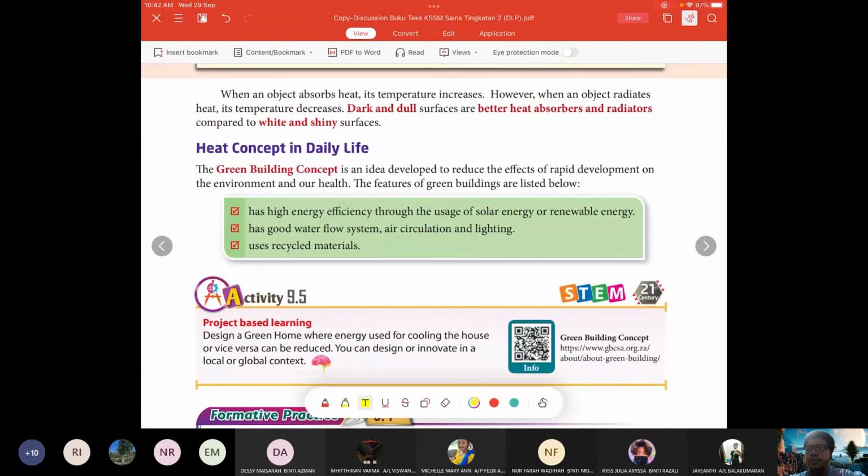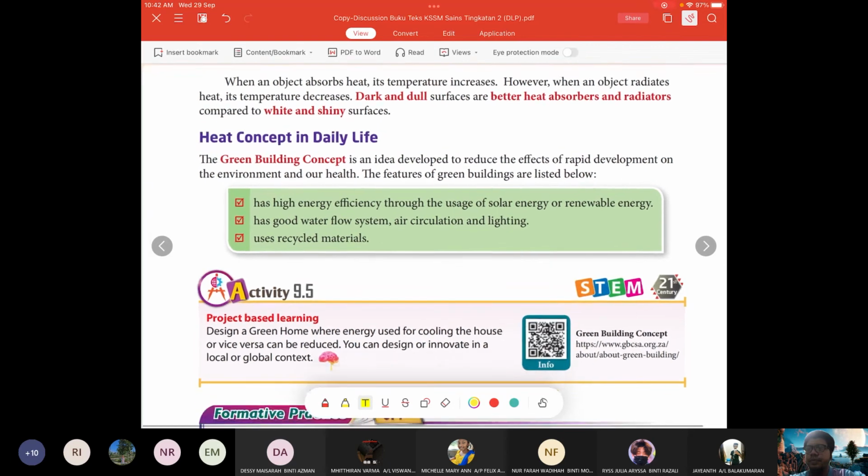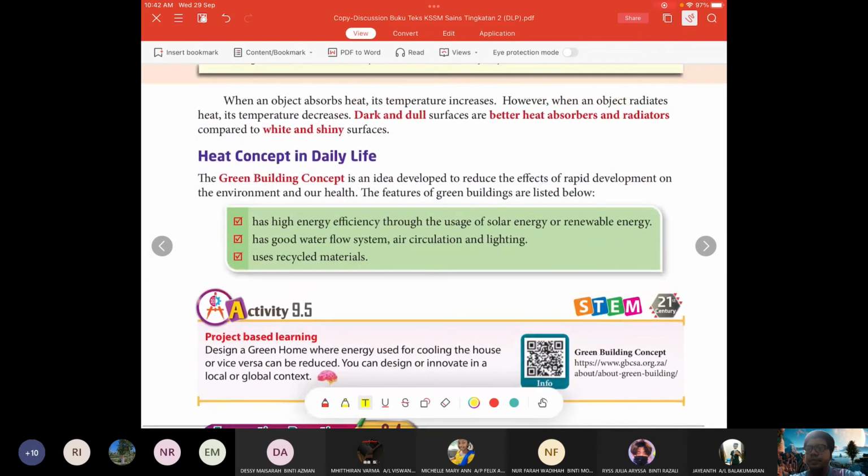When an object absorbs heat, its temperature increases. However, when an object radiates heat, its temperature decreases. I hope you can relate this. So when it absorbs heat, the temperature increases because it gains much heat energy. However, when an object radiates heat, or we can say it releases heat, the temperature will decrease.